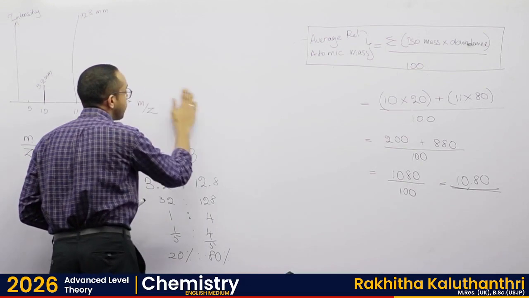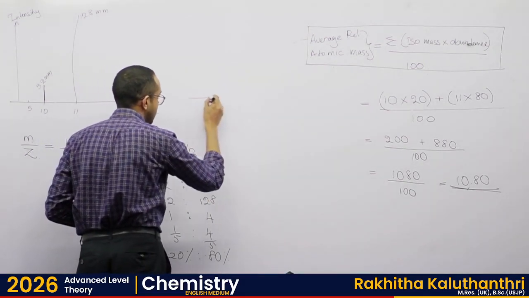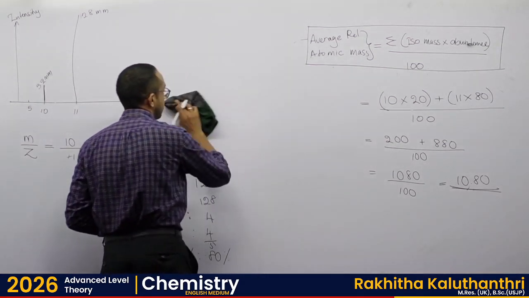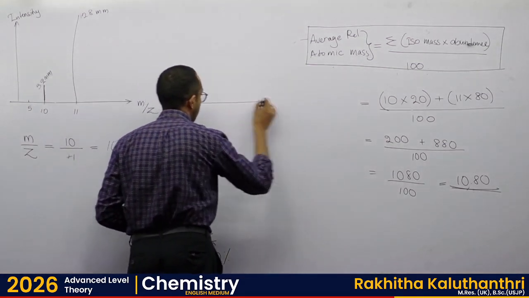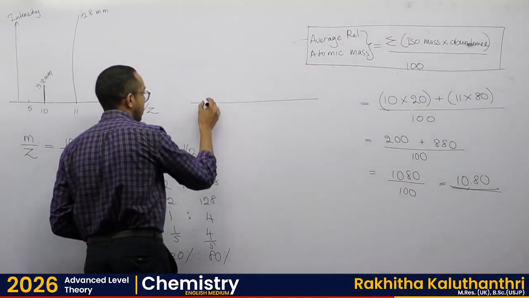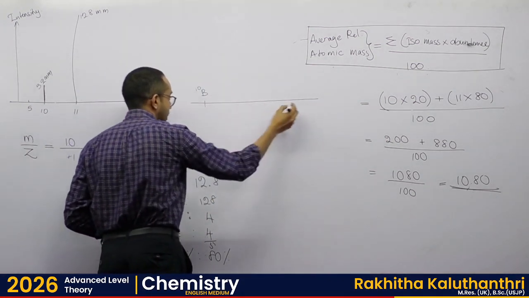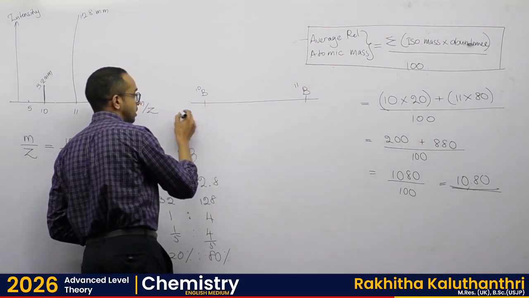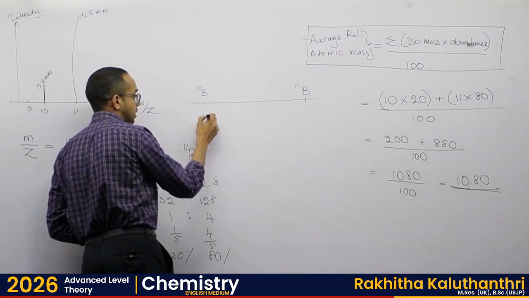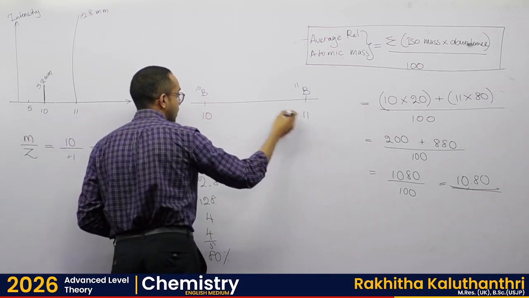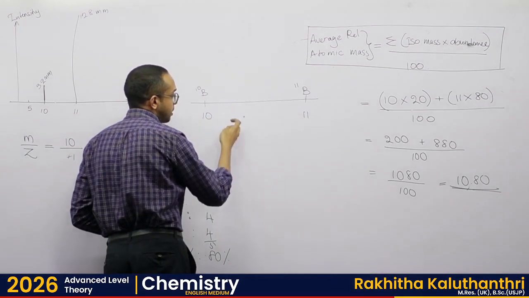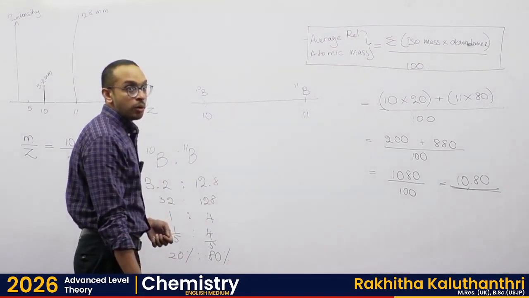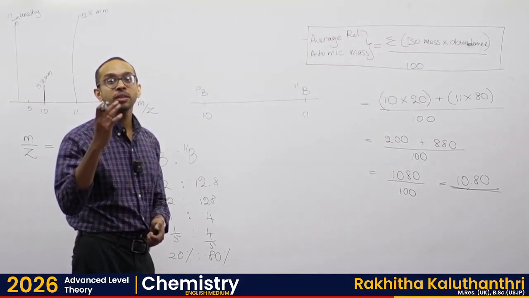At that point, we want to sometimes double check whether your answer is correct. There is a tiny shortcut method to do that. We'll learn about that. So now, imagine this is the mass scale, boron 10, and here boron 11. So let's say this is the isotopic mass. Isotopic mass is 10, isotopic mass is 11. Average relative atomic mass is somewhere here. Right?